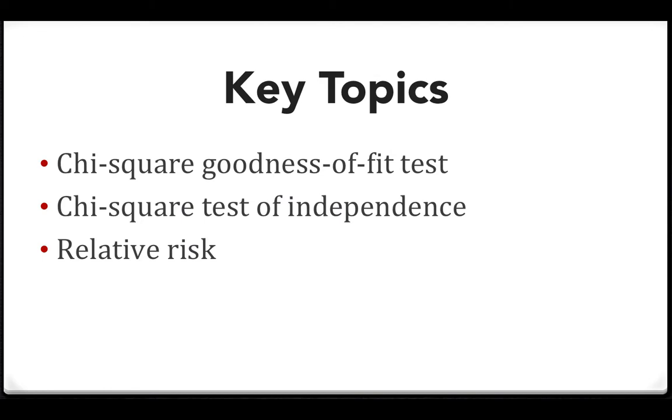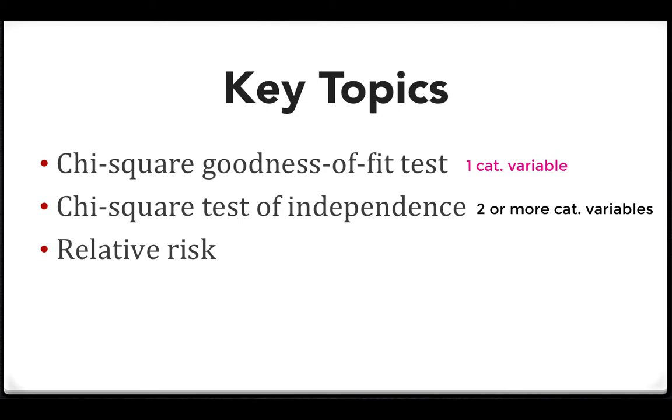There are three key topics that you're going to focus on this week: the chi-square goodness of fit test, the chi-square test of independence, and relative risk. You'll see that the two chi-square tests share some of the same formulas and some of the same procedures. The difference is that the goodness of fit test is used with one categorical variable, while the test of independence is used with two or more categorical variables.